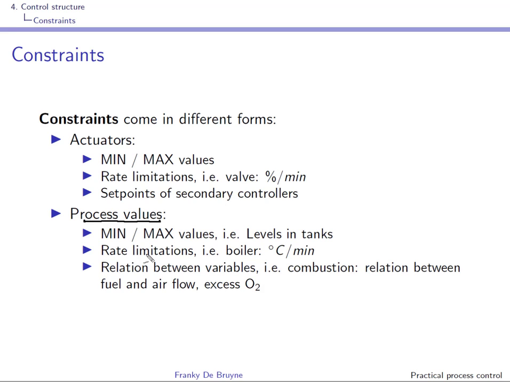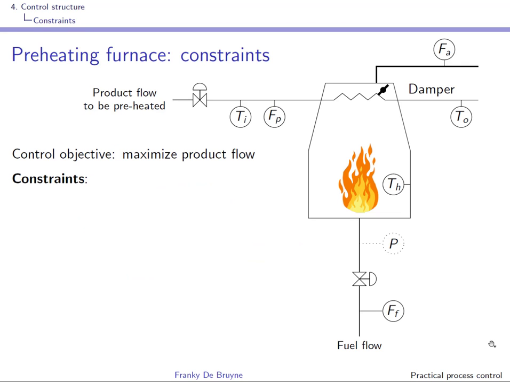Some constraints come in the form of relations, ratios between variables, and this is the case, for example, for a combustion. There is a relation between the fuel flow and the airflow, and this is to control the oxygen or air excess. In this representation of the preheating furnace, we have represented a damper. Usually there is more than one. A damper is a mechanical device that is used to regulate the airflow. Damper is registre in French.